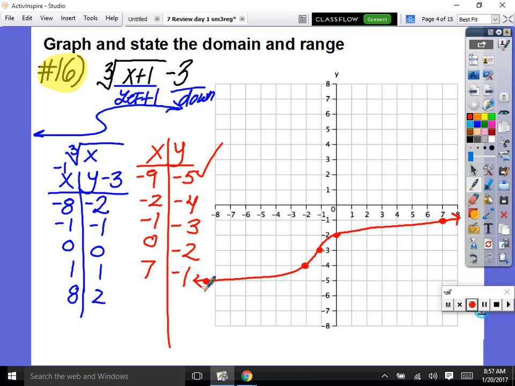Okay, that's what I mean. I don't want just a rough sketch from you. You needed all those points. Does that make sense? Okay, awesome.